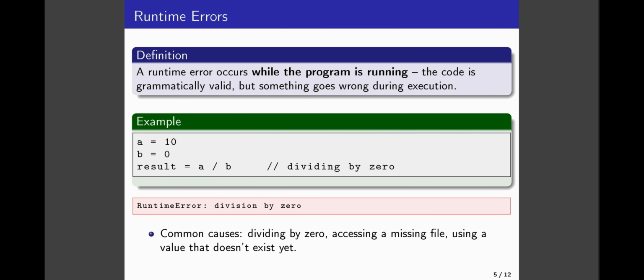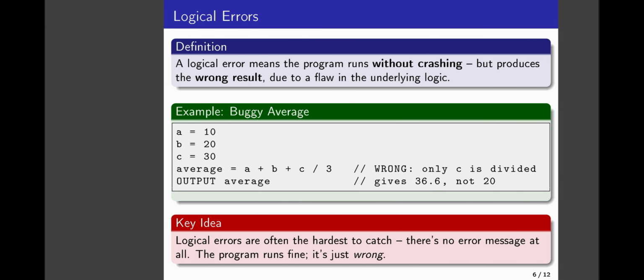Common causes of runtime errors include dividing by 0, accessing a missing file, or using a value that doesn't exist yet. The key difference from syntax errors is that the program actually starts running before this kind of error shows up.